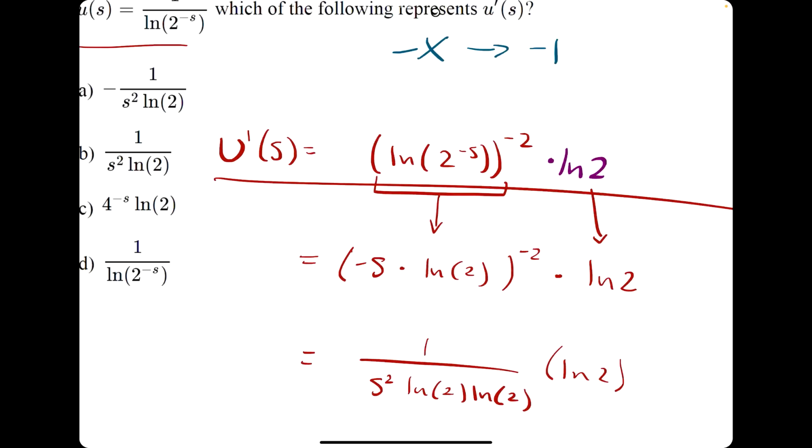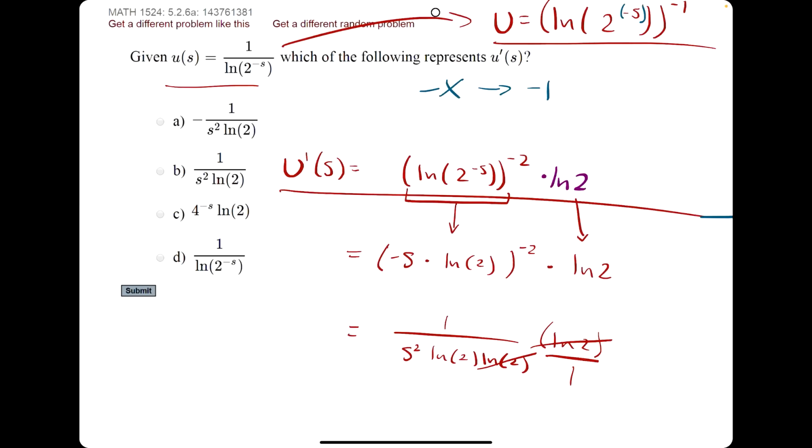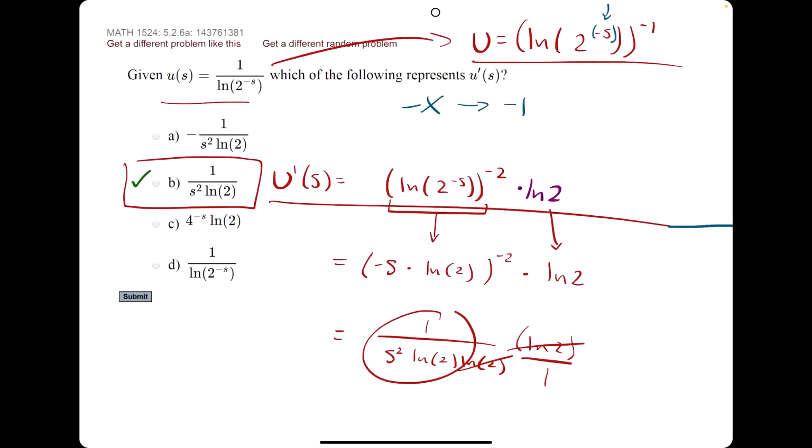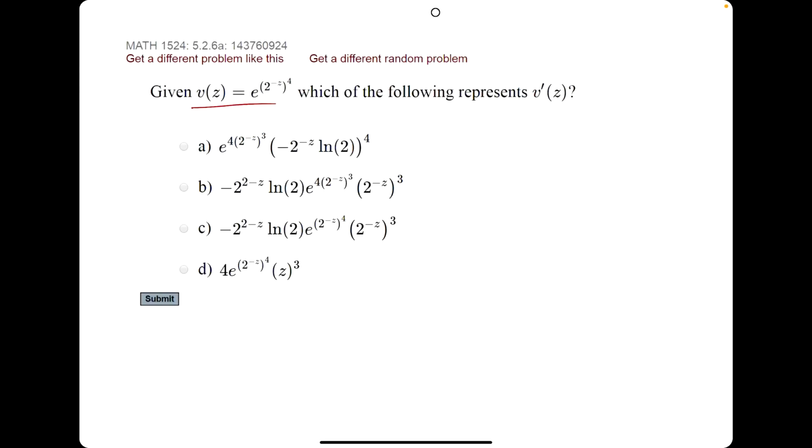And so if we already have an ln of 2 on top, we can cancel an ln of 2 out on the top and bottom. So what we're left with is an s squared and an ln of 2 in the denominator. So that is option B. And we're done. Alright, in this problem, we're given v.